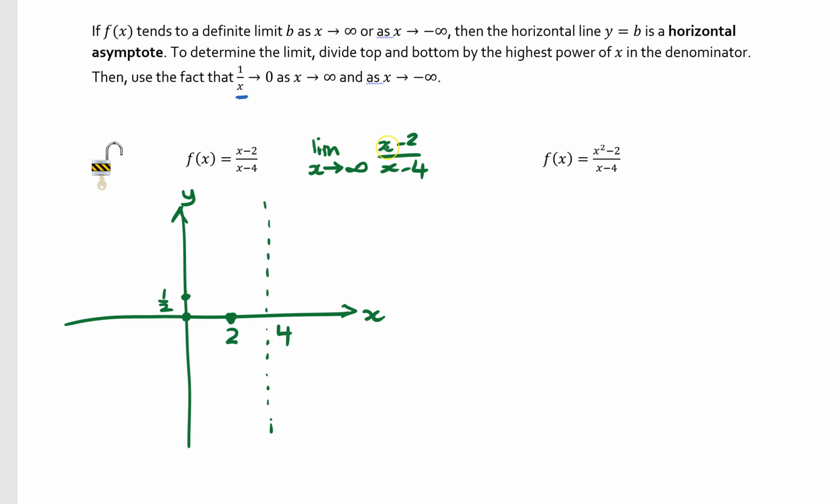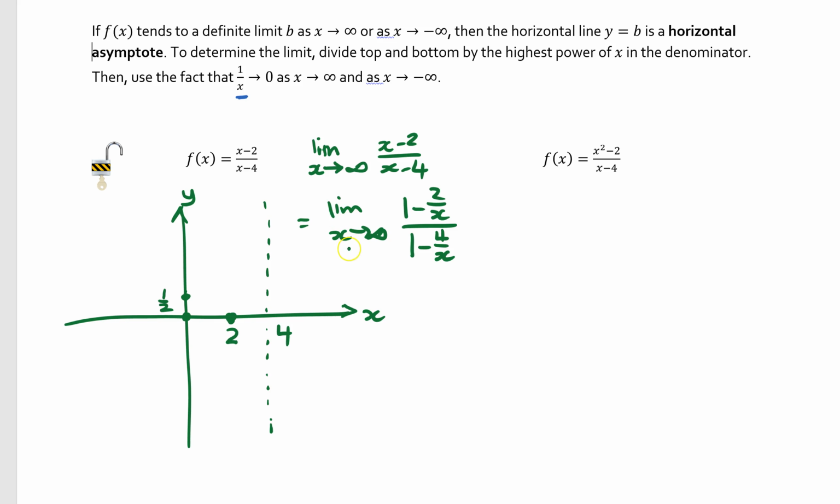So the highest power of x is x to the 1. So if we divide our x by x, that will give us 1. Our 2 by x gives us that. x by x gives us 1, and 4 by x gives us that. Now, we then say, well, let's assume that we are so close to infinity that it doesn't matter.